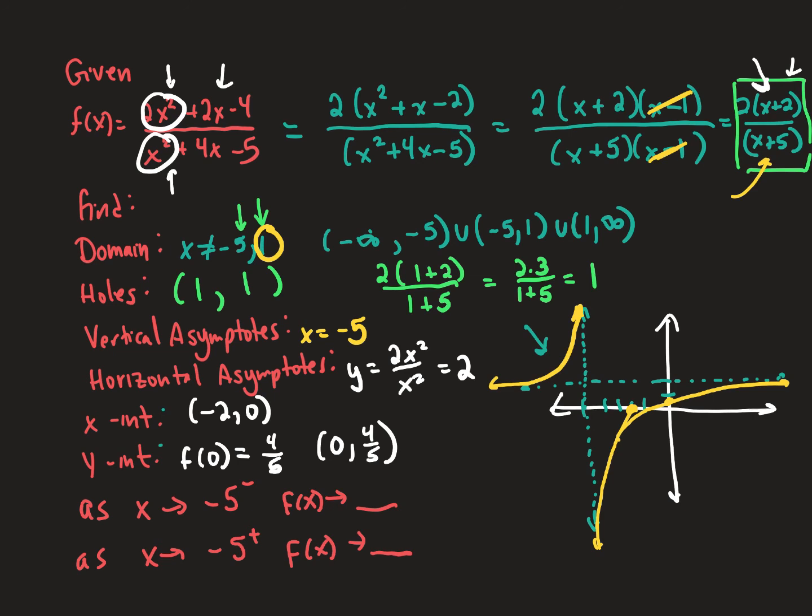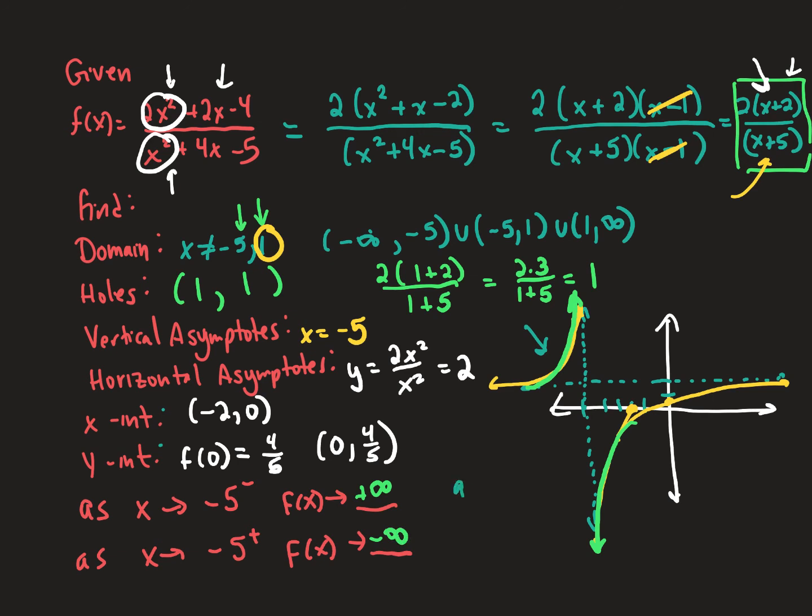So now if I want to do my end behavior, it says, where does this graph come from the left? Coming from the left side, you see this graph is going straight up, so it's going to be positive infinity. And as I come from the right side, as my x's are coming from the right side, it's going down, so it's going to negative infinity.